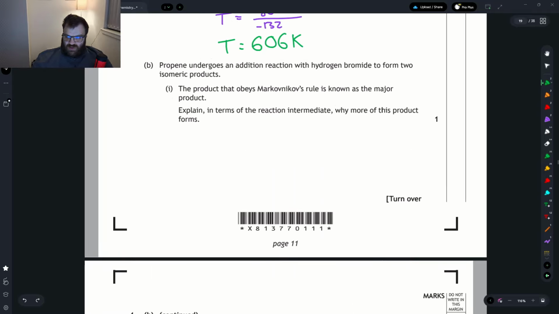We're talking about Markovnikov's rule. We sketch out propene.